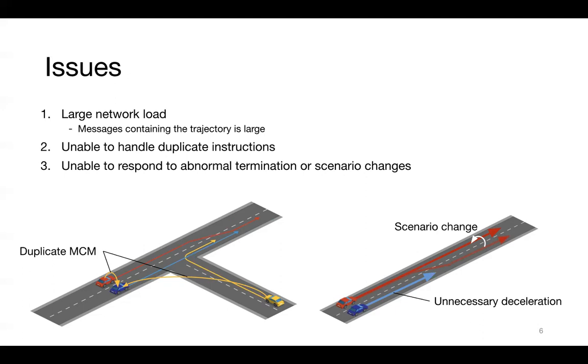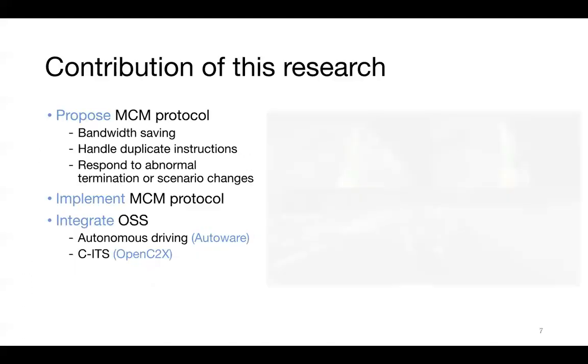Finally, it cannot correspond to the abnormal situation of a future trajectory change. The right figure shows that the red vehicle sends the instruction of deceleration to the blue vehicle because it will change lanes. But after a while, the red vehicle decided not to change lanes, so the blue vehicle doesn't need to decelerate. However, the blue vehicle must decelerate because it received the instruction. This is also one of the issues of the existing method.